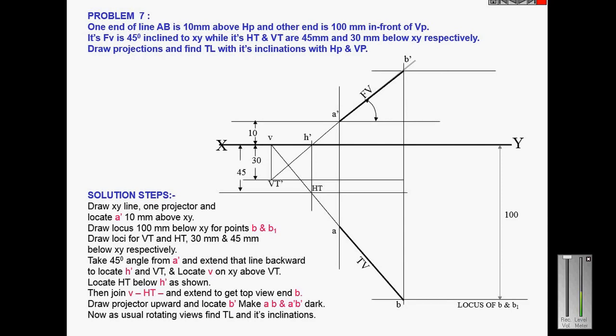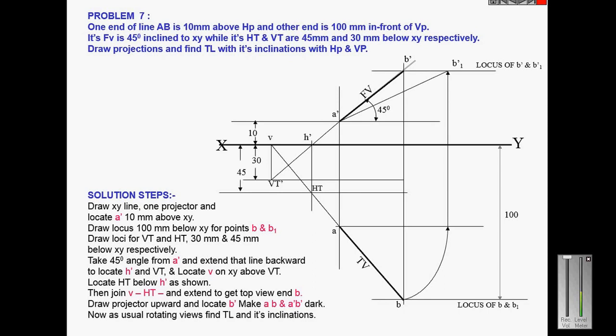Draw the locus line through point B dash. So this is B dash, and the locus line of B dash and B1 dash. Then draw a line parallel to the XY line through point A. Then I rotate the top view. I fix my point A and rotate the point B, and then project it through the first locus, and that point will be B1 dash. Join A dash and B1 dash. That will be the true length.